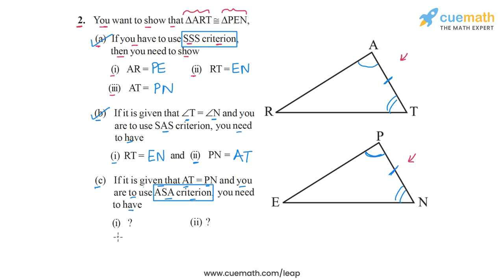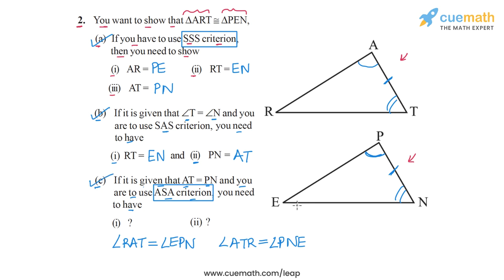Okay, so let's write these two conditions. Angle RAT equal to angle EPN, if this holds true, and if angle ATR is equal to angle PNE, if this also holds true, then the ASA criterion can be applied. And this is the answer for part C.